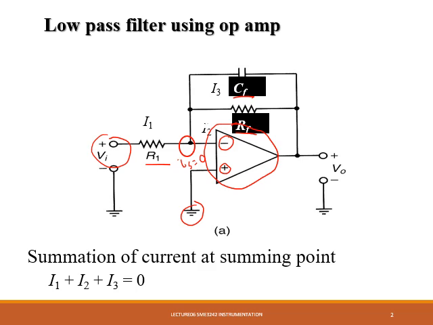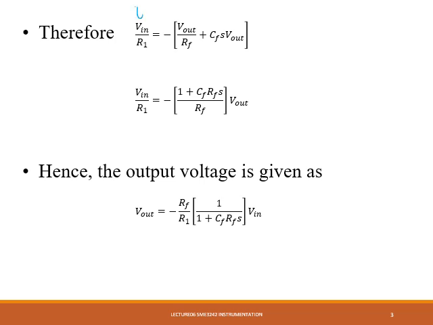Summation of the current to the operational amplifier is equal to 0. Therefore, we have I1 plus I2 plus I3 equal to 0. So from the equation, we have I1 equal to minus I2 minus I3. So I1 is Vin over R1, I2 is Vout over RF, and I3 is CS Vout, or sometimes we write I3 as C dV/dt, or equivalent to CS Vout. Okay, so by solving this, Vout over Vin, we get this equation.